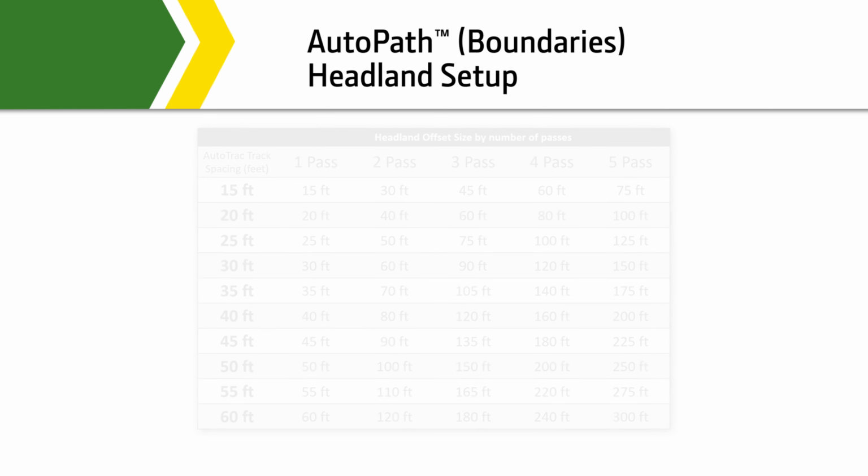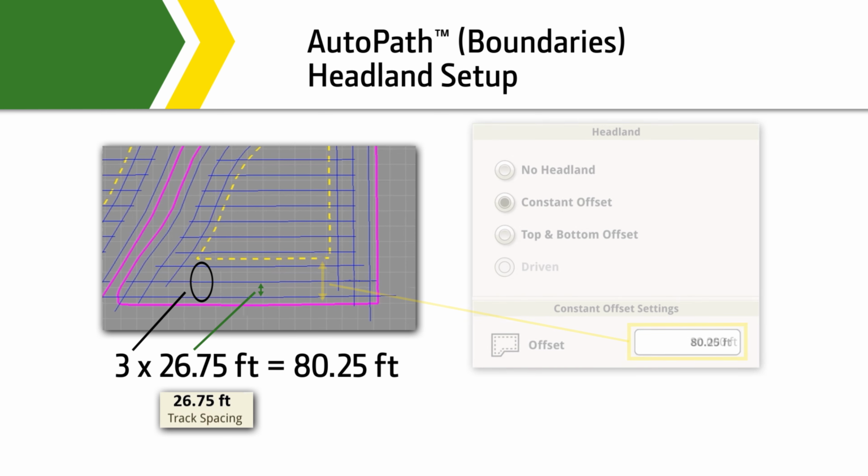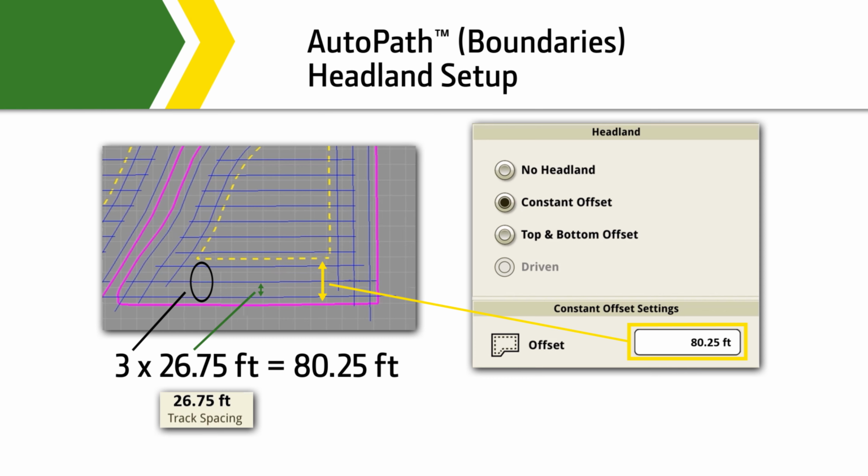If you're running a custom track spacing, in this example, 26 feet 9 inches, you simply need to multiply that by how many passes you would like to have around the edge of the field to get the correct number of guidance tracks. So if I want 3, and my track spacing is 26 feet 9 inches or 26.75, I would multiply that and get 80.25. I would enter that amount into my offset.